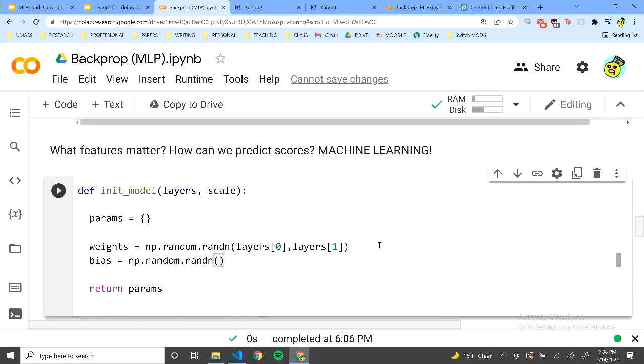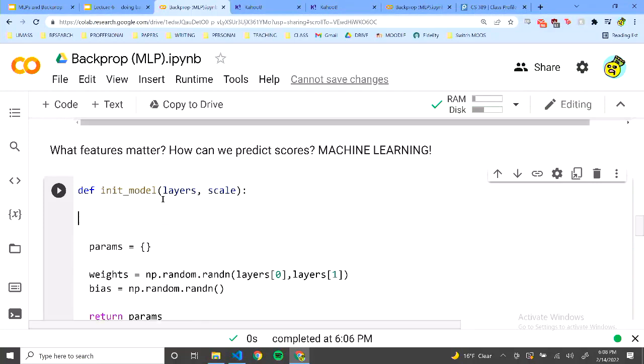Size of layers 1. This is because of this function right here, this weight matrix, which we're going to multiply. And remember that the dot product works something like this: if we have something of size A by B, and it's being dot producted by something of size B by C, this will give us something of size A by C.